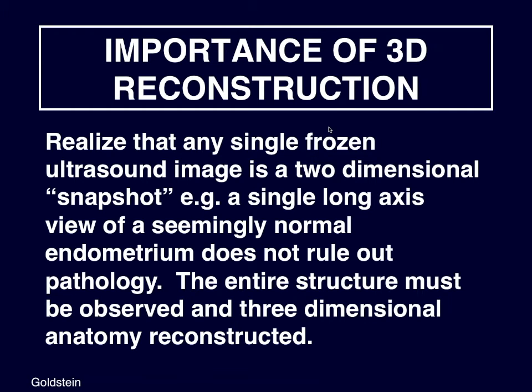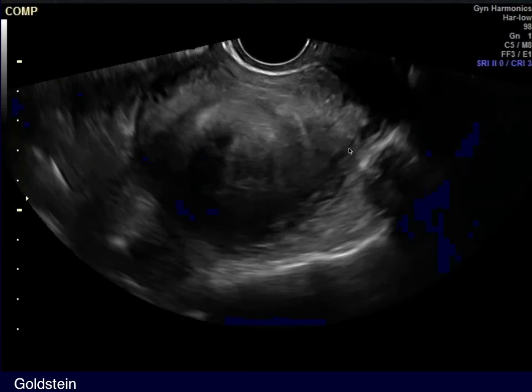Tips to fine-tune success for sonohysterography. Well, it is very important to realize you must do 3D reconstruction, either with 3D or with your head, because every one of these single frozen ultrasound images is a two-dimensional snapshot. So a single long-axis view of a seemingly normal endometrium does not rule out pathology. The entire structure's got to be observed and three-dimensional anatomy recreated.